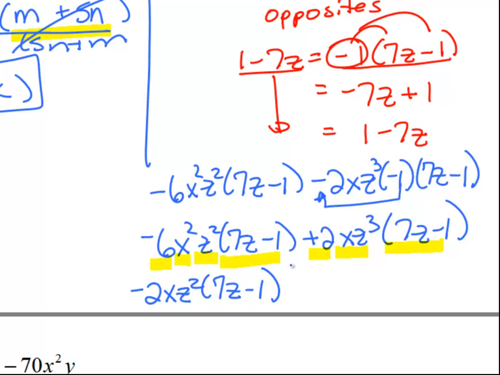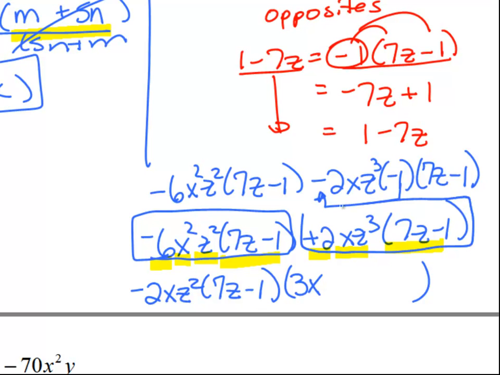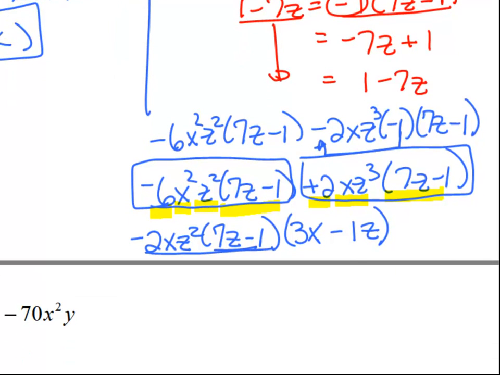Wow, that's a lot. So if I divide all of this by negative 2, so negative 2 goes into 6 positive 3 times. X squared divided by x is x. The z squares would cancel, the 7z minus 1 would cancel. Now, let's look at this one. Again, we're dividing by the same thing. So 2 divided by negative 2 is negative 1. X divided by x is 1. Z squared and z cubed would leave me a 1z, and the 7z minus 1 would cancel. Now usually we don't write that 1 there, but that would still be okay.